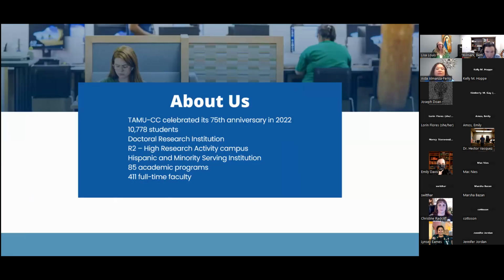Thanks, Aida. So I'm going to just share a little bit about TAMU-CC, Texas A&M Corpus Christi. We celebrated our 75th anniversary in 2022, and we have a little over 10,500 students currently. We are a doctoral research institution with several doctoral granting programs. Carnegie says that we are an R2, a high research activity campus. We're a Hispanic and minority serving institution. And we have around 85 total academic programs spread across 6 colleges, I think. And we have 411 full-time faculty and of course a number of part-time and adjunct faculty as well. So that's a little bit about TAMU-CC.